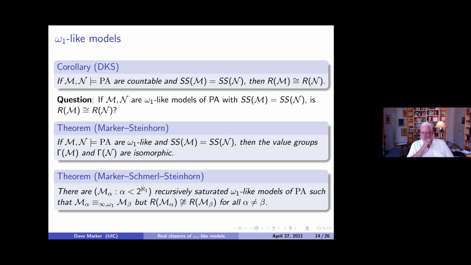So with Jim Schmerl, we have the following result: I can find the maximum number of recursively saturated ω1-like models that are as alike as possible. So in fact, they're infinity omega equivalent. Okay, but pairwise, the real closures are not isomorphic. So I can get the maximum number of non-isomorphic real closed fields, all coming from models of PA with the same integer part, with the same standard part.